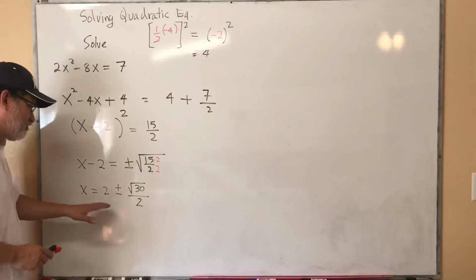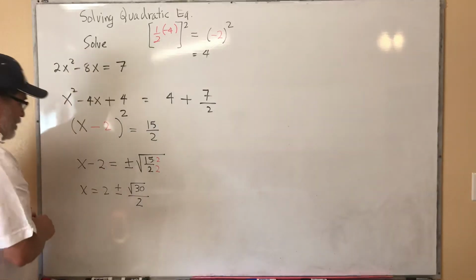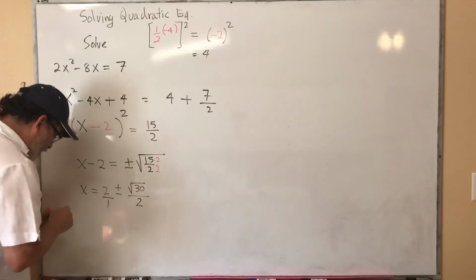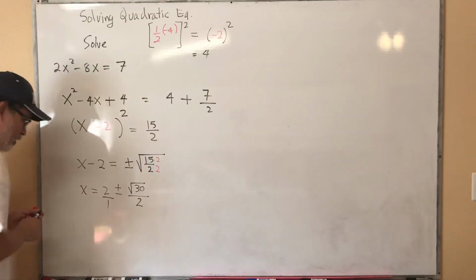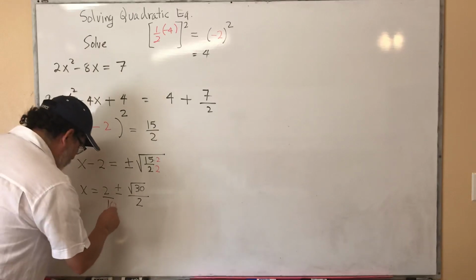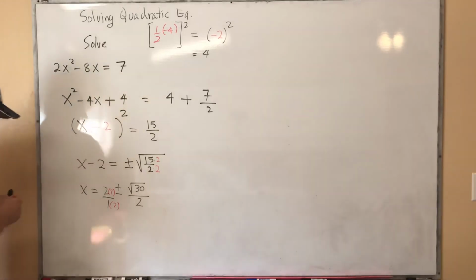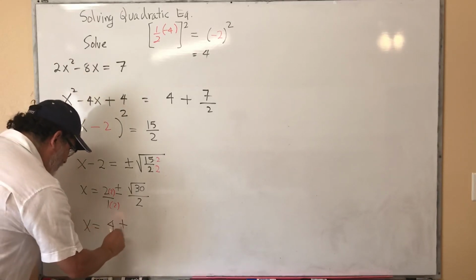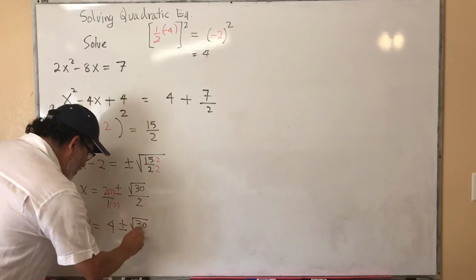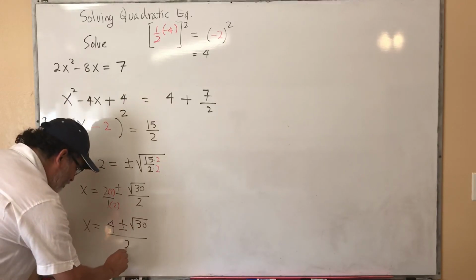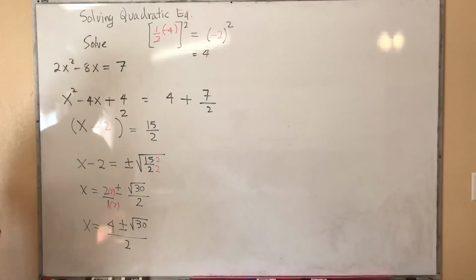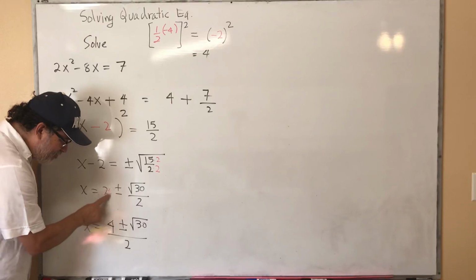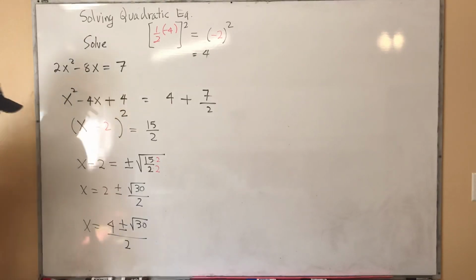Now, by the way, let me put this together, okay? Because I'm going to show you something else. To put this together, write this over 1, and multiply this by 2 and by 2. If you multiply this by 2 and multiply this by 2, what do we get now? Now we get x equals, what is that, 4 plus minus the square root of 30 over what? Over 2. Okay, believe it or not, this answer is equivalent to this one.